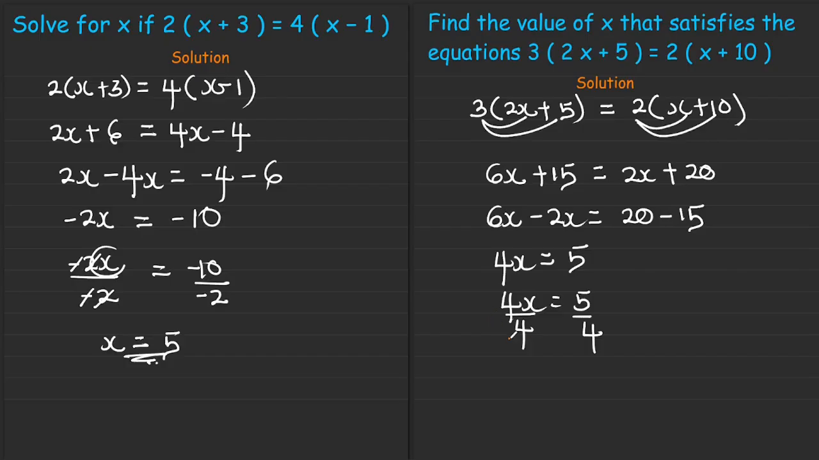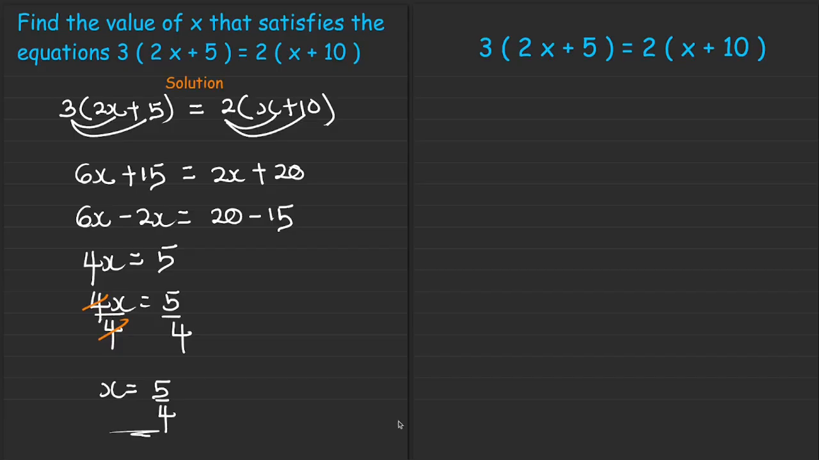So we say 4 divides 4, and then we are left with an x. So x is equal to 5 over 4. And that is a solution to our equation. Now let's verify whether or not that is really the solution.